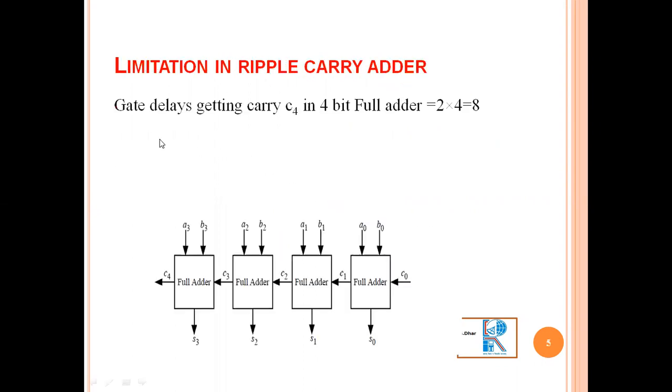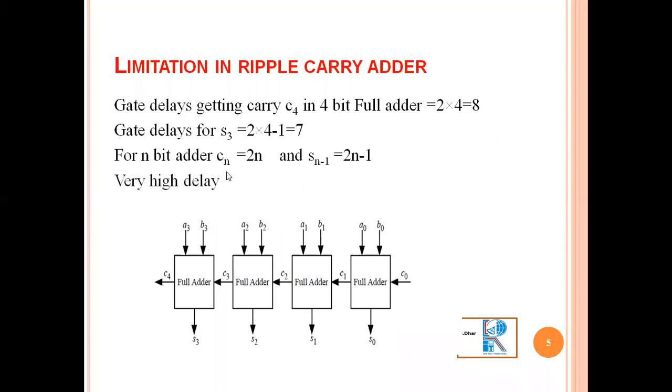Clear? Here I have shown that the gate delays for getting carry C4 in a 4-bit adder is 2 into 4, that means 8. The gate delays for S3 is 2 into 4 minus 1, because 1 gate delay is saved if we are using the 3-input XOR gate. This is a 4-bit adder, so you will require 8 gate delays.